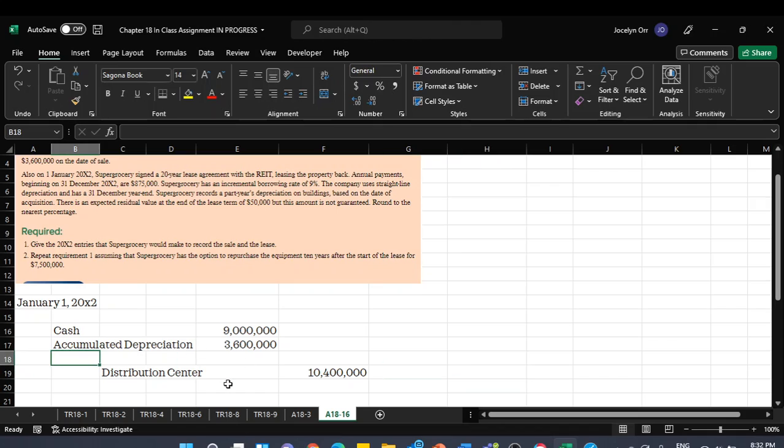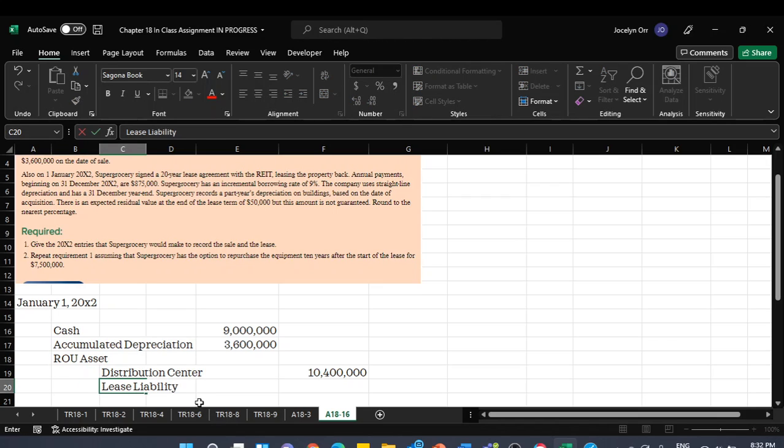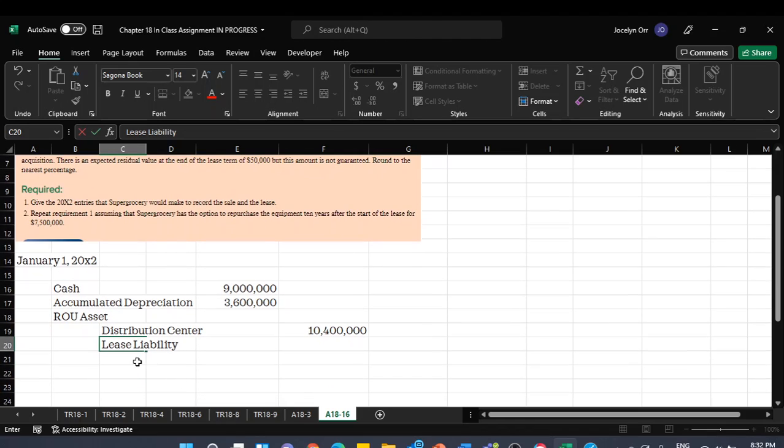The next thing we're going to look at is establishing our right of use asset, and we need to do a calculation there. We would also record our related lease liability. Okay. And when it comes to sales and leasebacks, and when you're dealing with proportionate claims, in this case, we are going to have a gain on that sale or leaseback. If we had a loss, it would be a debit instead of a credit.